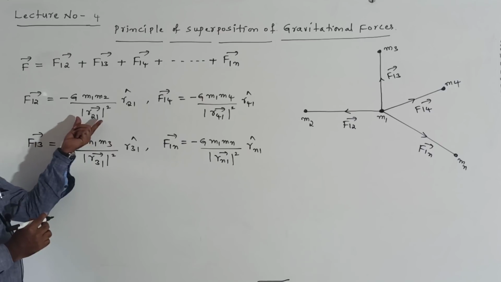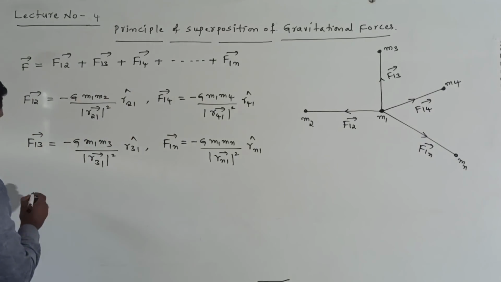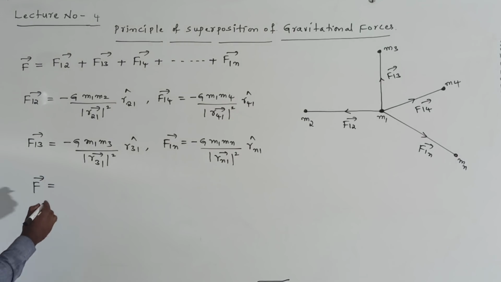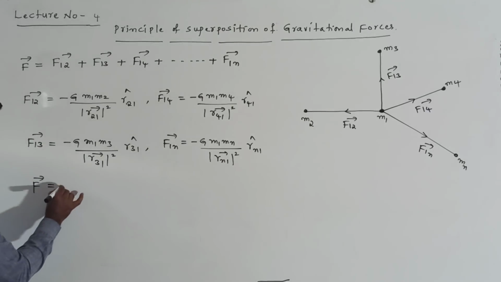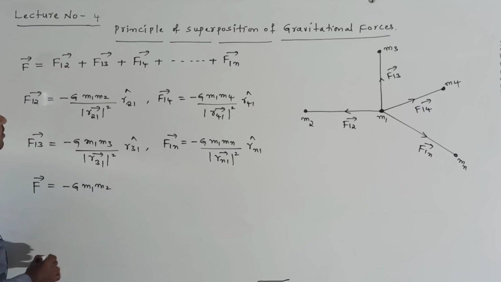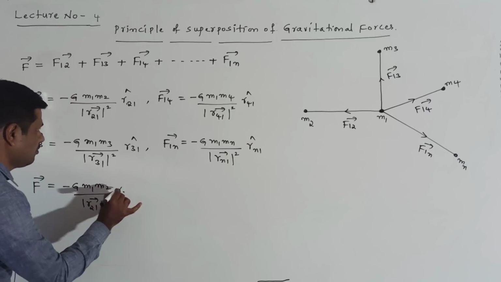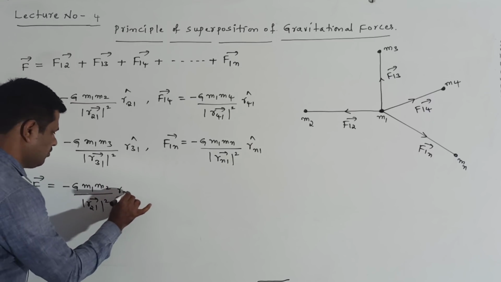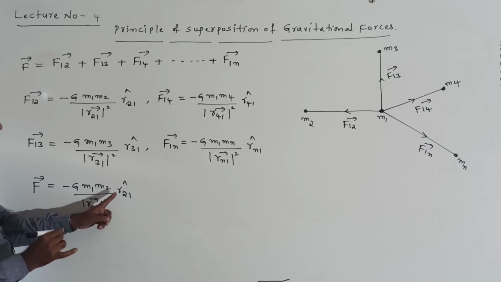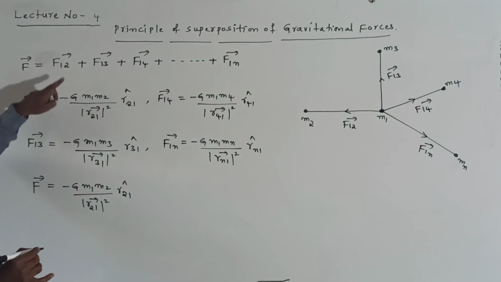Directly, we are using this formula, writing similarly all this. These all values substitute in this equation. F1 bar can be written as minus G m1 m2 by mod of r12 bar whole square into mod of r21 bar whole square into r21 cap. Already this minus is there, plus into minus we are getting minus.